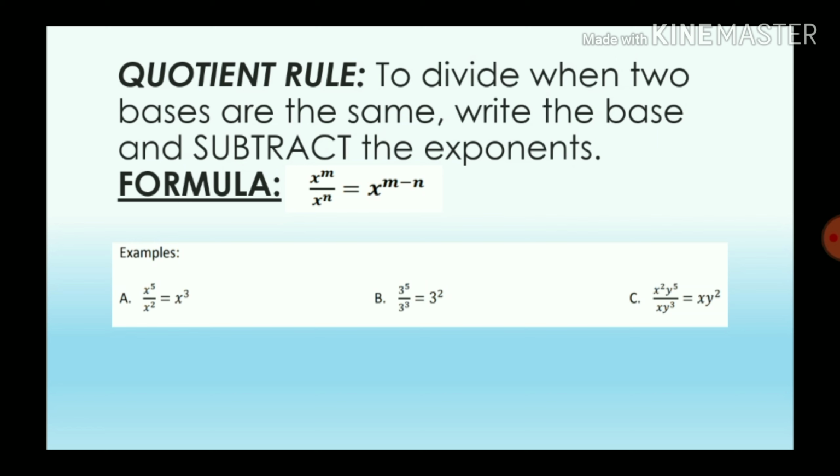B. 3 to the power of 5 over 3 to the power of 3 is equal to 3 to the power of 2. 2 comes from the subtraction of 5 and 3. Letter C. x to the power of 2, y to the power of 5 over x, y to the power of 3 is equal to x y to the power of 2.